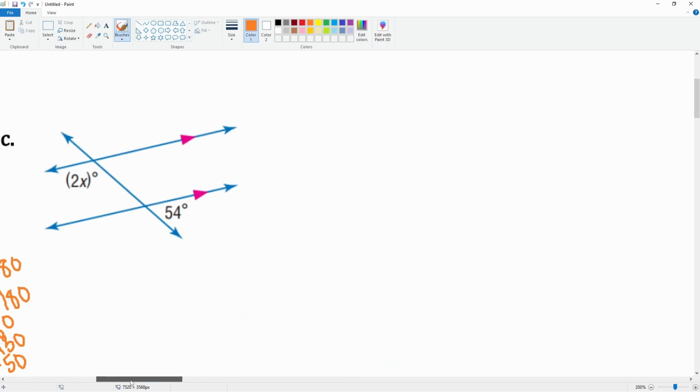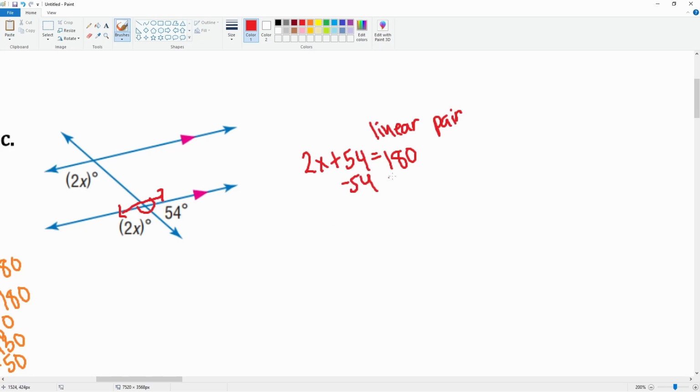Let's now look at C. Let's do some sliding so we can get a better visual. Notice that this is on the bottom left. I can slide this down to the bottom left. Notice, do they form a line? Yes, they do. They make a linear pair right here. So we know that 2x plus 54 has to be equal to 180 because they make a linear pair. So let's subtract 54 from both sides.